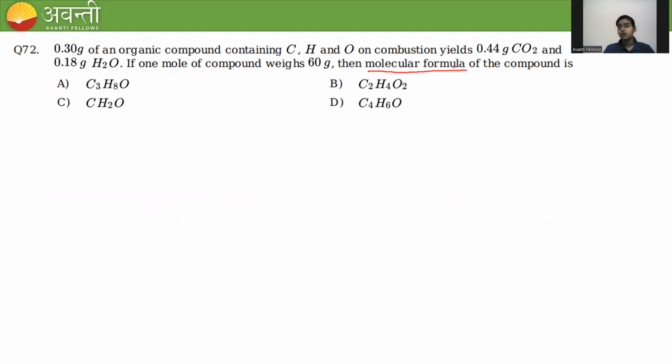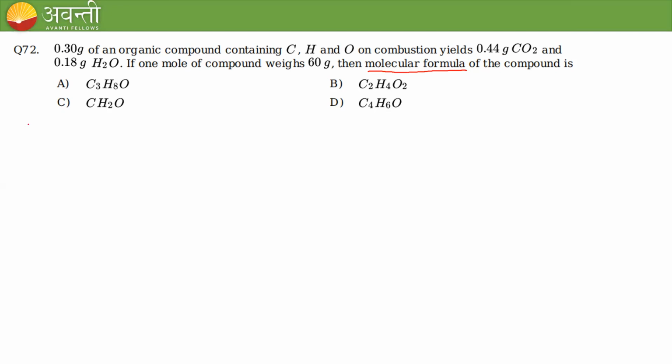To find out the molecular formula, we need to first find out the empirical formula of the given species. Okay, to find out the empirical formula, we need to find out the percentage of each element present in the system. So that is not given, so we have to find that first and then find out the empirical formula. Then from the empirical formula, we have to find out the molecular formula. Okay, so there are 3 elements. So let us find out the percentage of each element present in the compound.